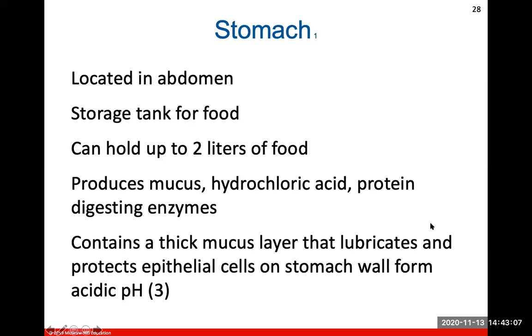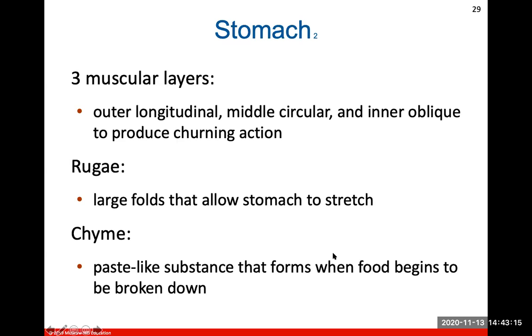It contains a thick mucus layer that lubricates and protects epithelial cells on the stomach wall from the acidic pH of about 3. There are 3 muscular layers to your stomach: the outer longitudinal, middle circular, and inner oblique, to produce a churning action in the stomach. Rugae are large inner folds that allow the stomach to stretch, and chyme is the paste-like substance that forms when food begins to be broken down. So when food reaches the stomach, we call it chyme.